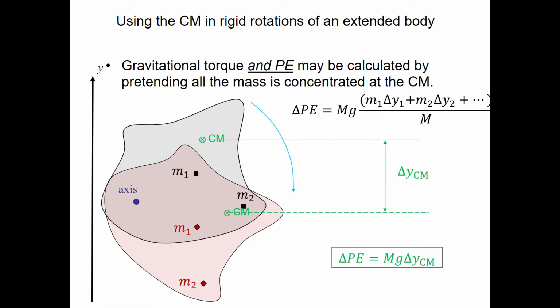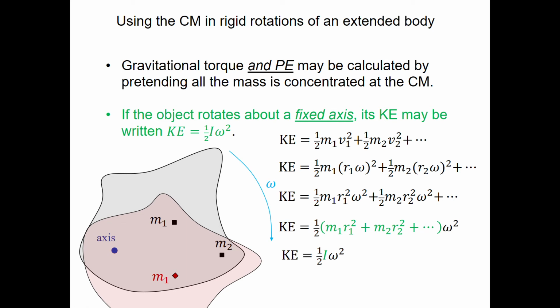that system. For the change in potential energy, instead of looking at all the complicated little bits of mass that are moving down by different amounts, we can simplify our life by just looking at how far down the center of mass moves when we calculate the potential energy. So that's another convenient way to use the center of mass.